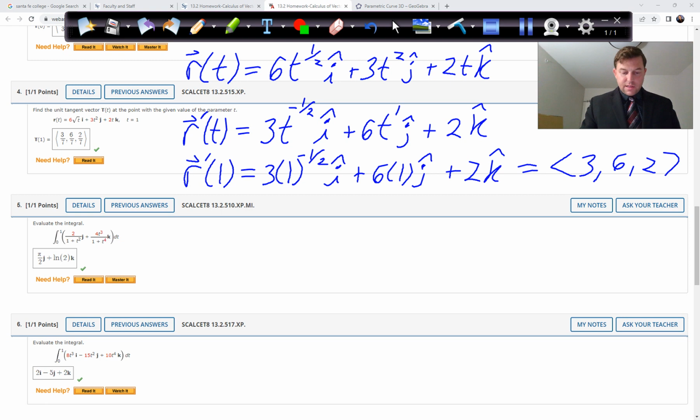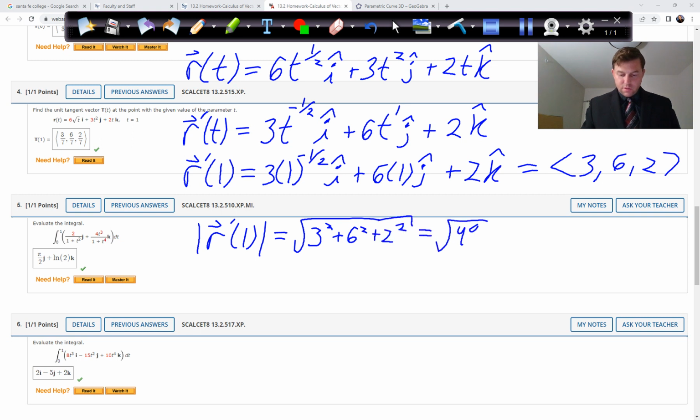Now, to calculate the tangent unit vector, we need the magnitude of this vector at 1, which is just the square root of the components squared, 3 squared plus 6 squared plus 2 squared. They give you nice numbers in this one, square root of 49, which is 7.